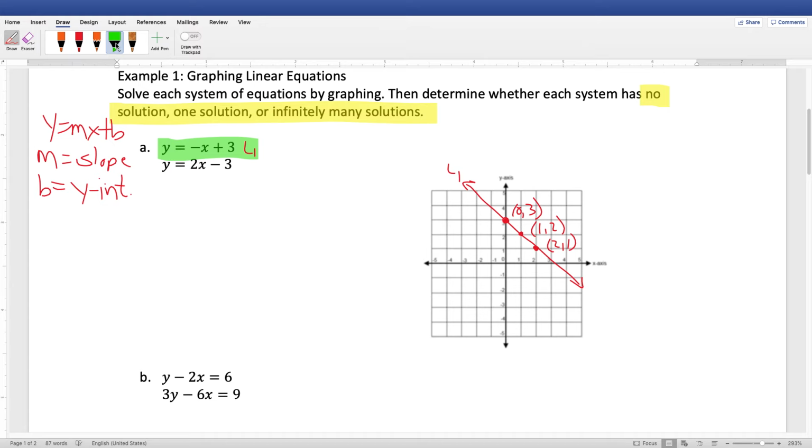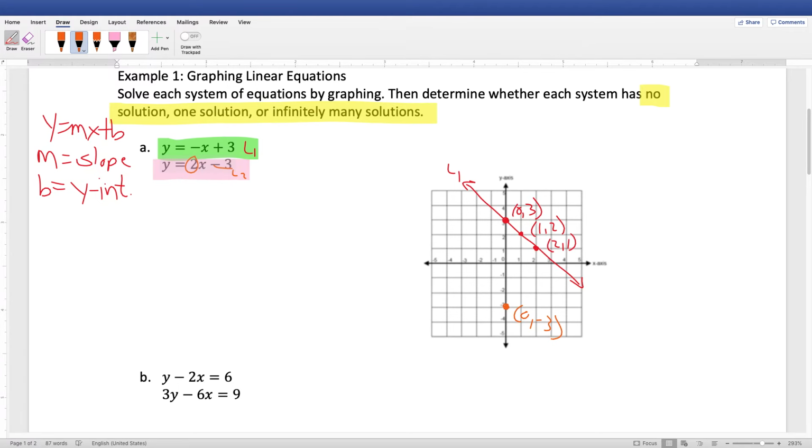Now we are going to take a look at equation 2, which I'm going to highlight right here. We call this line L2. Again, it's of the form y equals mx plus b, and it allows me to graph given my information. I know my y-intercept, which is negative 3. I also know my slope, which is a positive 2. So I'm going to graph (0, negative 3), and that is my first point.